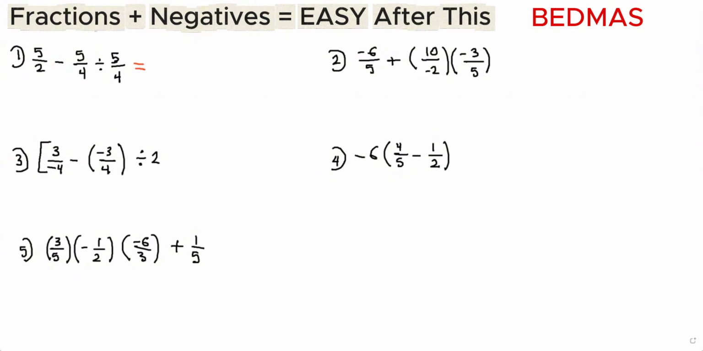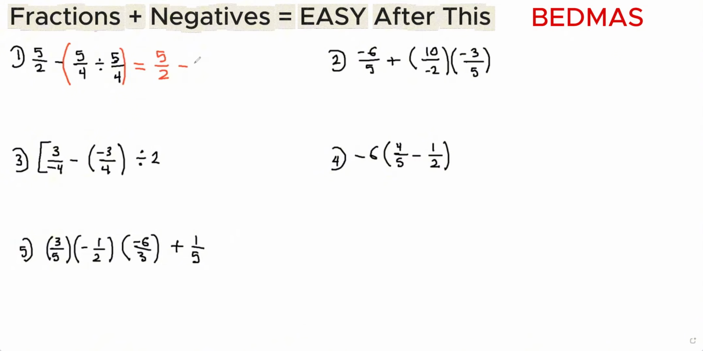We have to follow BEDMAS, which is order of operations. We know brackets first, exponent second, division and multiplication, and then addition and subtraction. So division here, we have to do that first. Since this is 5 over 4 divided by 5 over 4, we don't need to flip the divisor and change the sign to multiplication, because when you divide something by itself, it just becomes 1. So we have 5 over 2 minus 1.